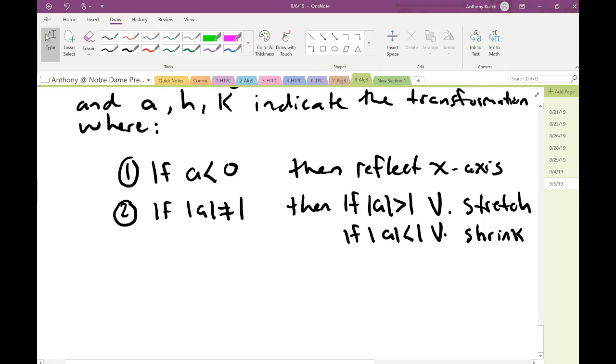If the absolute value, or the magnitude, of a is not 1, then either the magnitude of a is greater than 1 or the magnitude of a is less than 1. If it's greater than 1, we have a vertical stretch. And if it's less than 1, we have a vertical shrink. I was running out of space, so I abbreviated vertical with V dot.